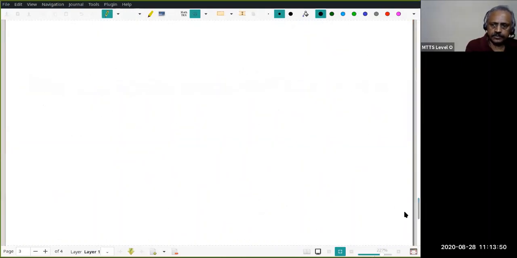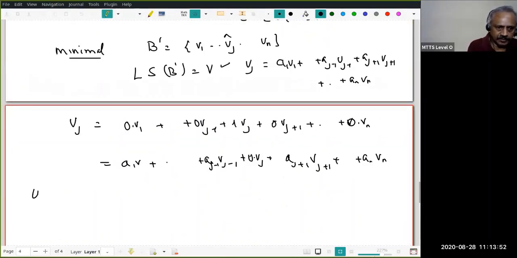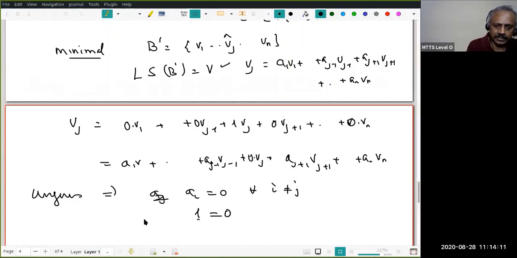Therefore, uniqueness of the expression implies Ai must be 0 for i not equal to j. You follow that? And more importantly, equating the jth coefficient, I get 1 equal to 0. This is a contradiction.